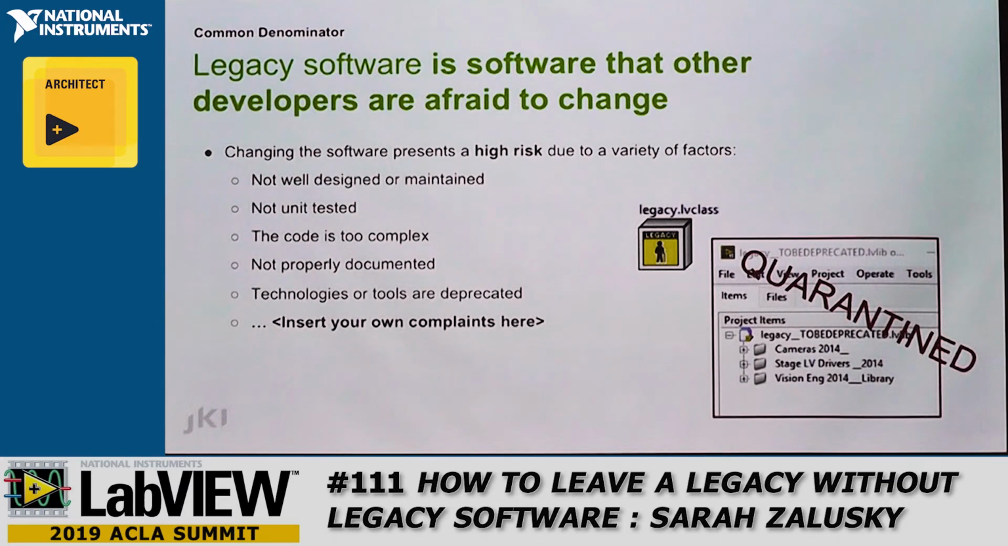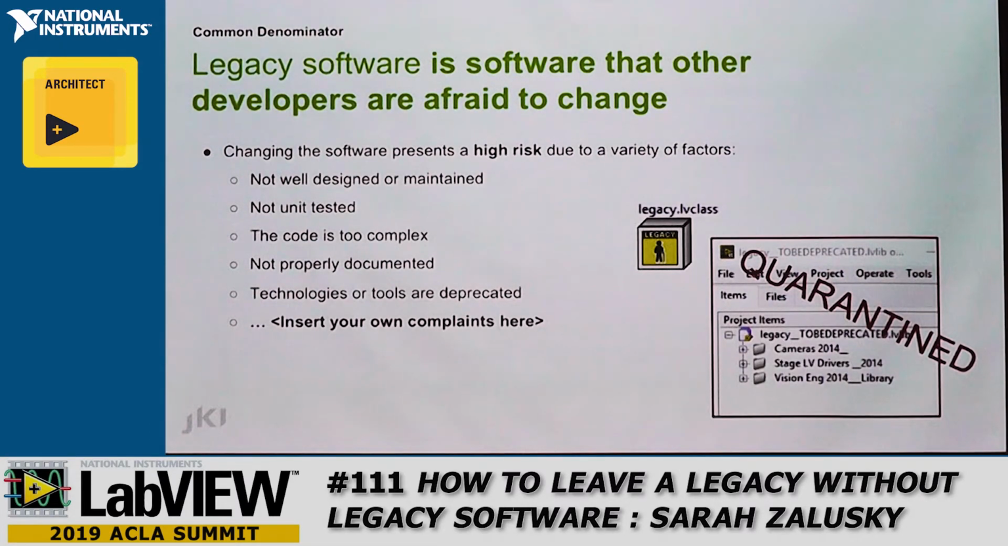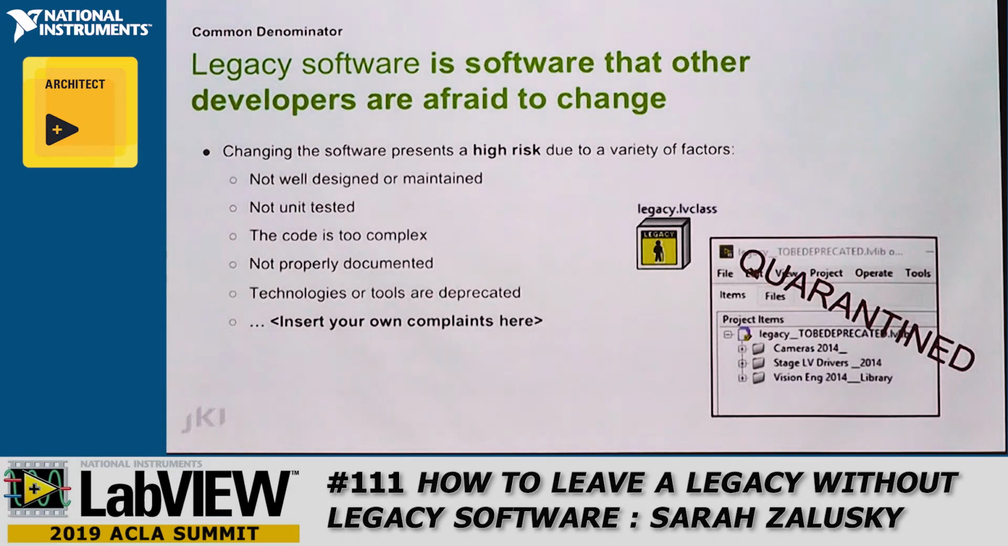There's an innate reason that we are afraid to make changes, and it's because as developers we recognize that that code is very high risk to change, and this could be due to a variety of factors. Some of them I mentioned on the previous slide, but it may be because it was not well designed or not well maintained. It may just be because it's not unit tested, it's too complex, and then insert your own complaints.